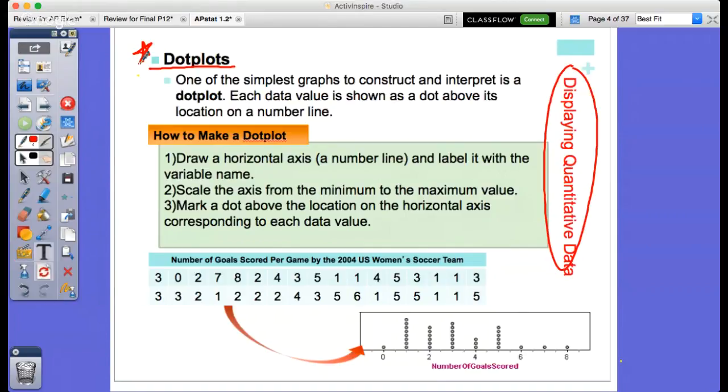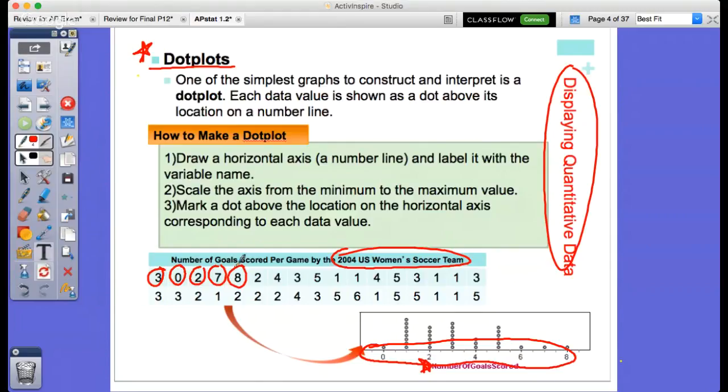Now, traditionally it's kind of like a number line if you look at it below. And the one thing to remember within this is we must have a label on this. So if we were looking at the number of goals scored by the 2004 U.S. women's soccer team, in 2004 we noticed that their goals scored per game was represented as the following: 3, 0, 2, 7, 8, okay?